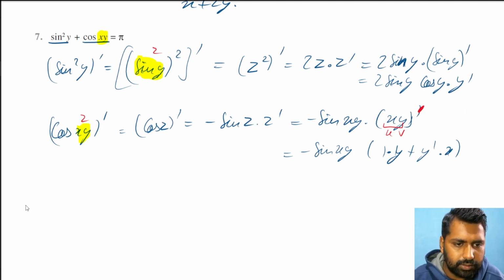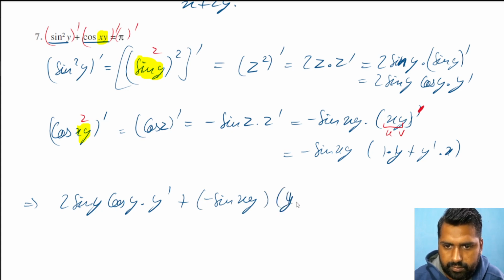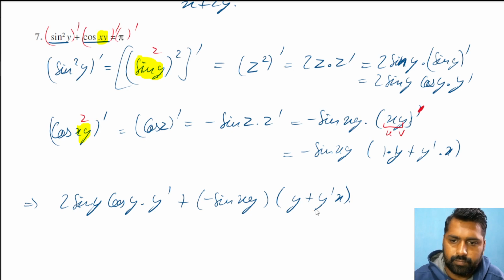Let's now do the differentiation of the whole expression. So that means differentiation of this, differentiation of this, differentiation of pi. What is the differentiation of pi? 0. So sine square y differentiation is 2 sine y cos y into y dash, plus cos z differentiation is minus sine xy, into 1 into y plus y dash x, and the right side pi differentiation is 0.